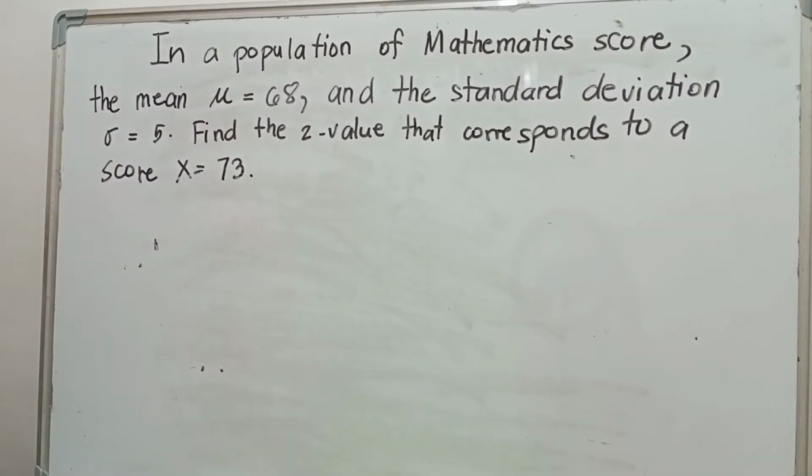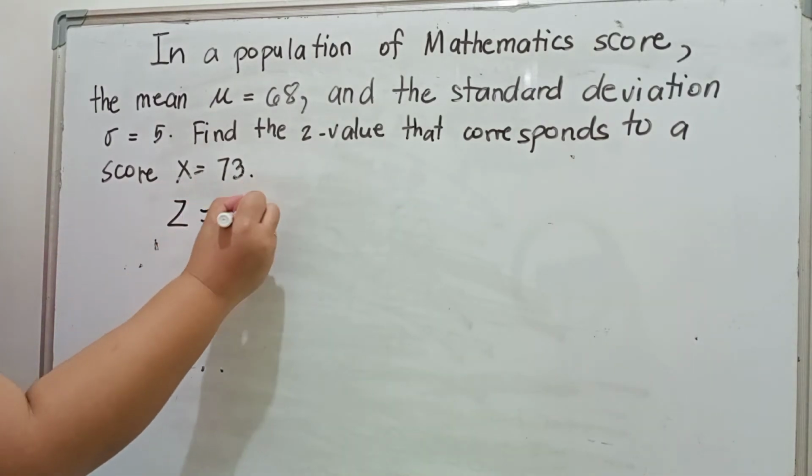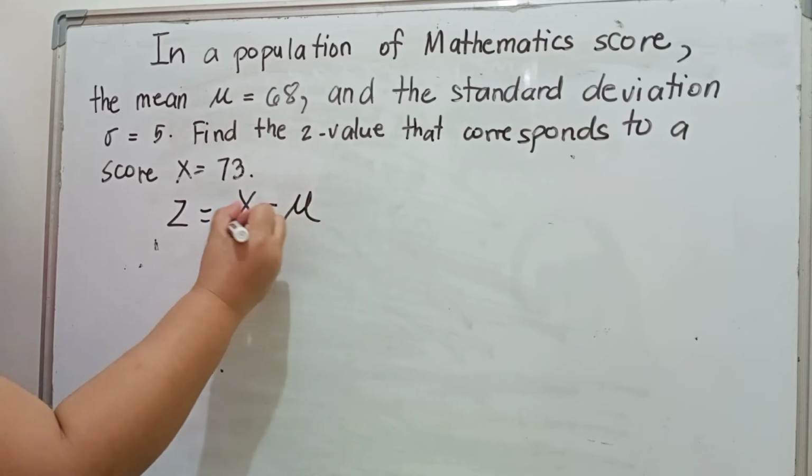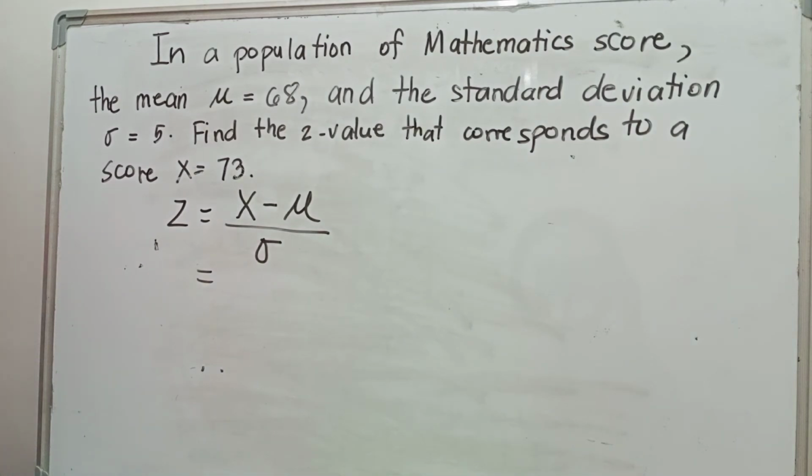Okay, class, let us have some examples in finding the Z-score in a population. For example, your problem is: in a population of Mathematics 4, the mean is equal to 68 and the standard deviation is equal to 5. We're going to find the Z value that corresponds to a score x equal to 73. What are you going to do first? The first step is to use the computing formula to find the Z-score of population data. So Z is equal to the given measurement minus the mean, all over the given population standard deviation. Second step, you're going to check the given values.